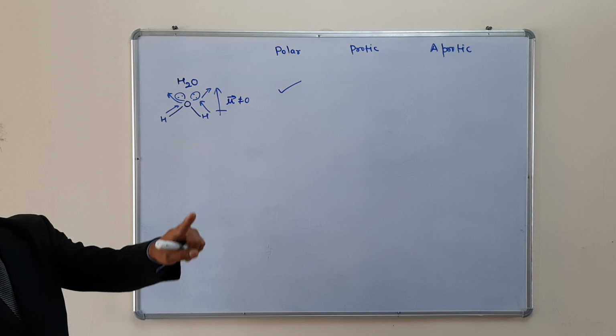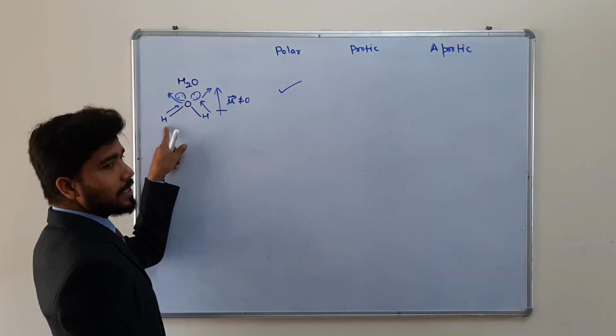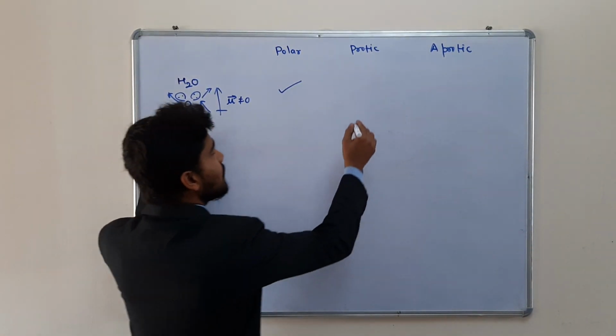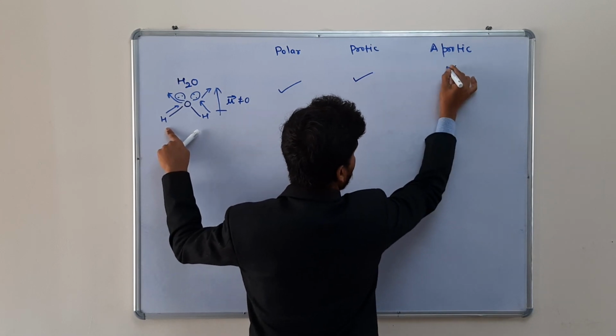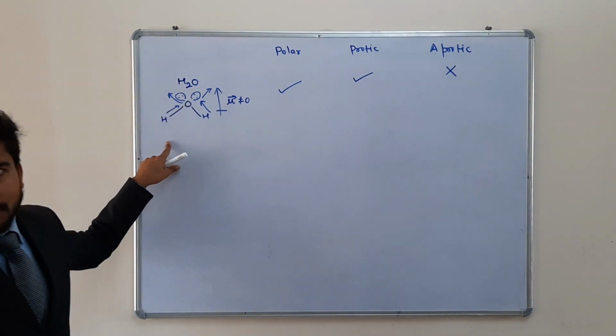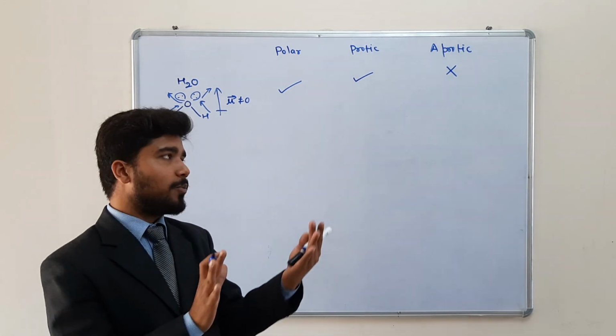Now, is it protic or aprotic? This hydrogen can be donated in the form of H+ ion. So this is protic. If it is protic, it cannot be aprotic, because both are two opposite things. So protic cannot be aprotic.